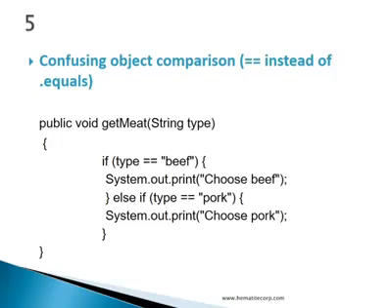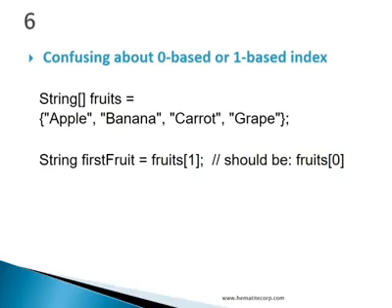The == operator compares two objects physically, the memory addresses, whereas the equals method compares two objects semantically, their information. Number 6. Confusing zero-based or one-based index. Like many other programming languages, array indexes in Java are zero-based, which means the first element in an array starts at index 0, the second at 1, and so on. However, sometimes we mistakenly treat the first element as being at index 1.